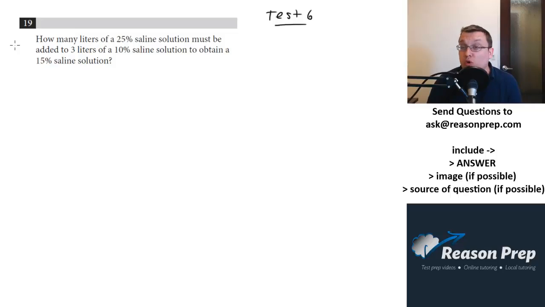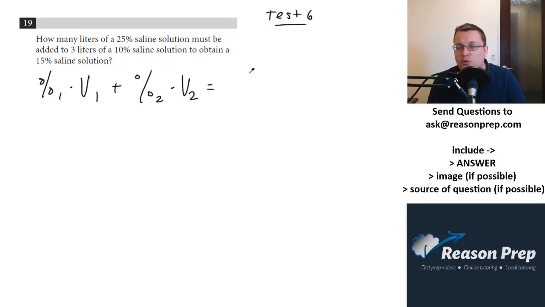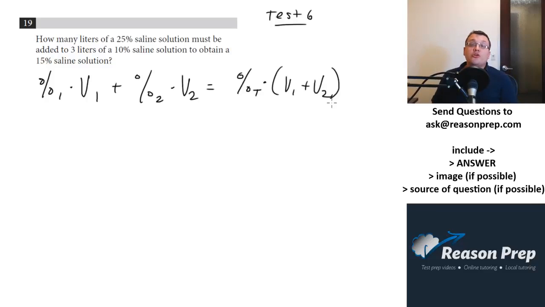So for those of you who just want a formula, if a question like this ever comes up again, let me give you a formula. And that is the percent of the first one times the volume of the first one plus the percent of the second one times the volume of the second one must equal the percent of the total mixture times the sum of the volumes. So this is a formula you can use for any questions where you have mixtures and you want to find how much of one you need to create a mixture of such and such.